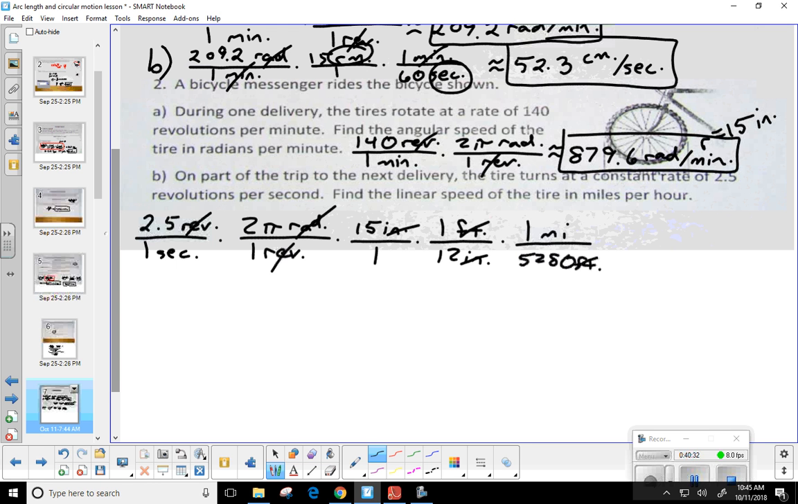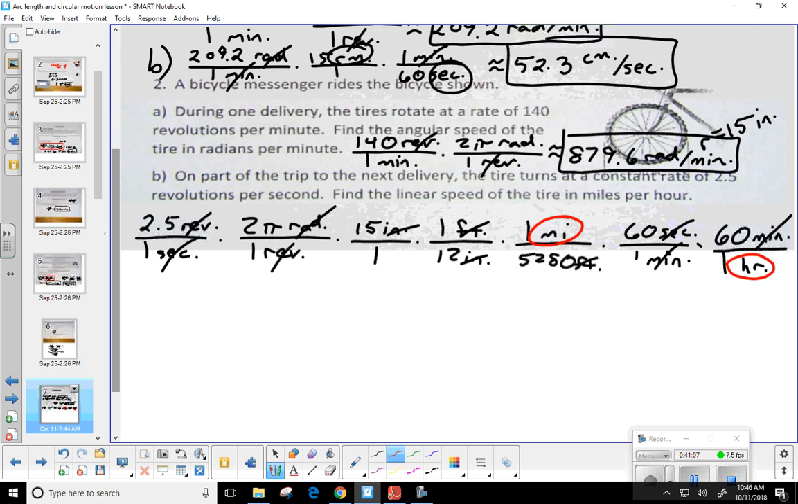So now I got to focus on the time aspect. We've already seen that. I want to go from seconds to minutes. So 60 seconds are in 1 minute. And then there are 60 minutes in 1 hour. Even though they're pretty far from each other, you still have a second above and below. So those cancel. The minutes cancel. So all I'm left with after all of this is miles per hour.